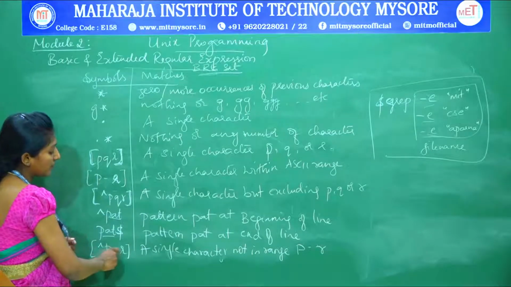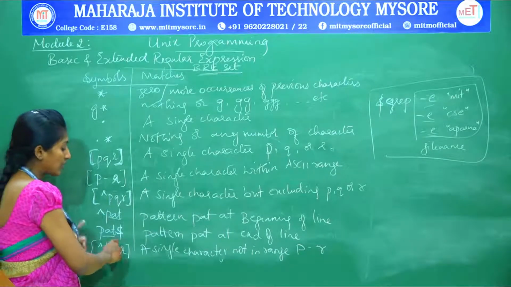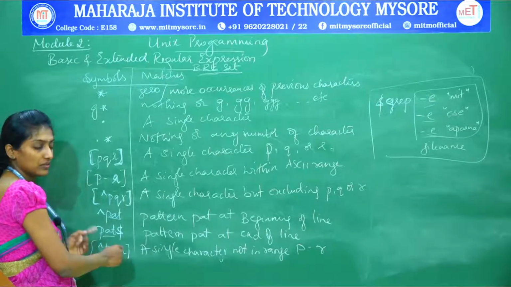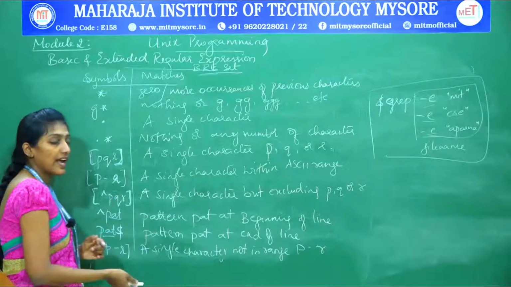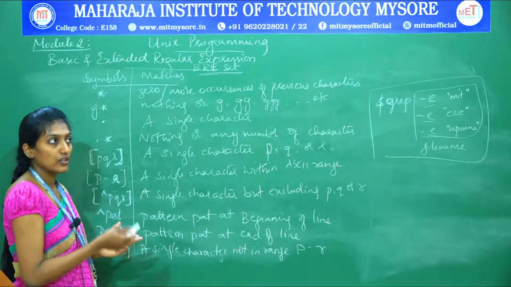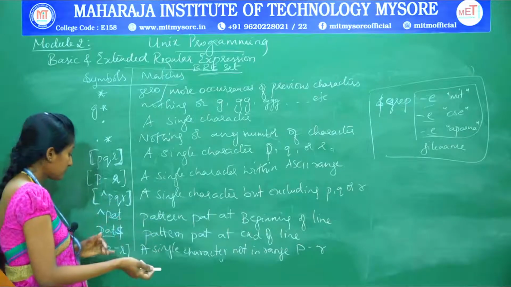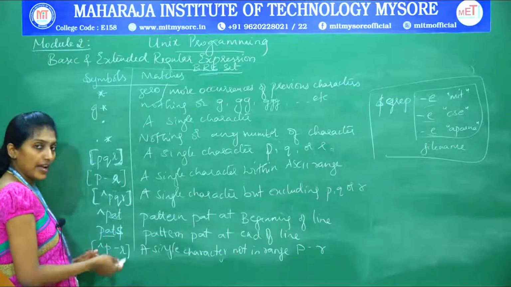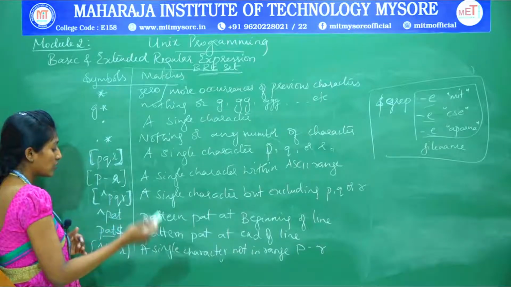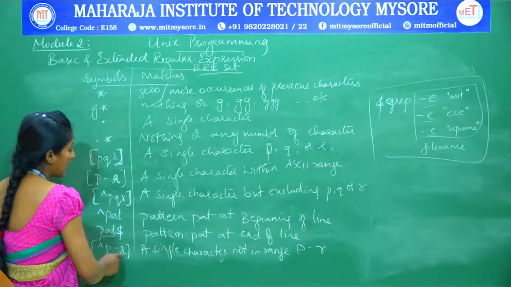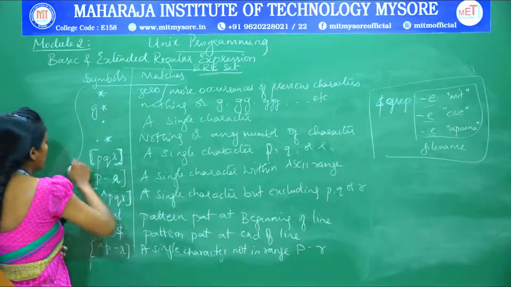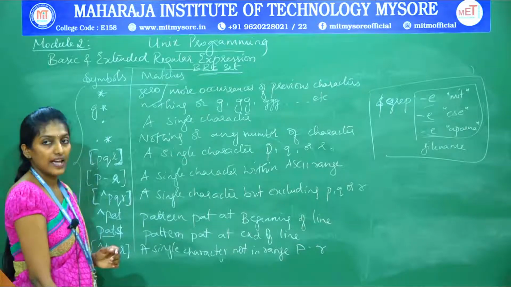Next is the negation of the P to R range. Excluding the characters in this range, the remaining characters in that character set will be matched, like between A till O, and after that S till Z, but excluding the range between P to R. So this is about your basic regular expression.